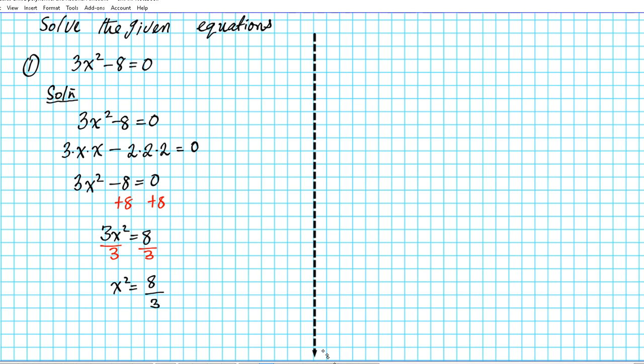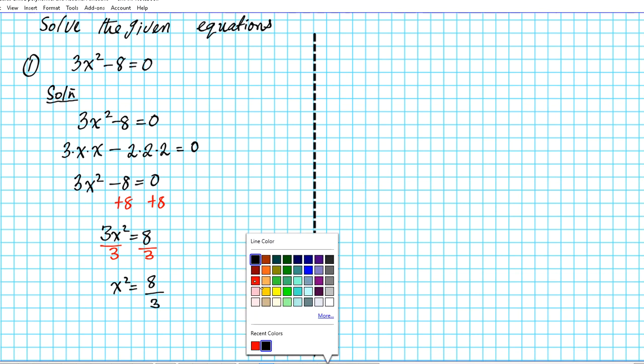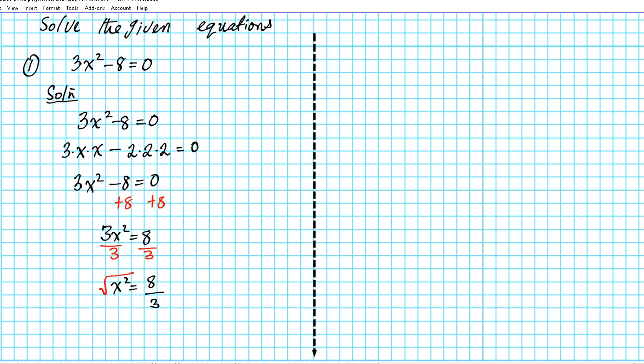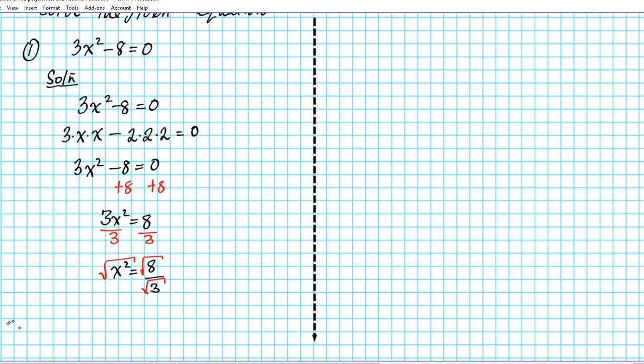Okay, now to get rid of the square, we're going to use its inverse, which is the square root. So we take the square root of both sides, and since we have a fraction here, we're going to root the numerator and the denominator independently, okay, because we cannot have a fraction as a radicand. Rooting them separately will enable us to rationalize with ease.